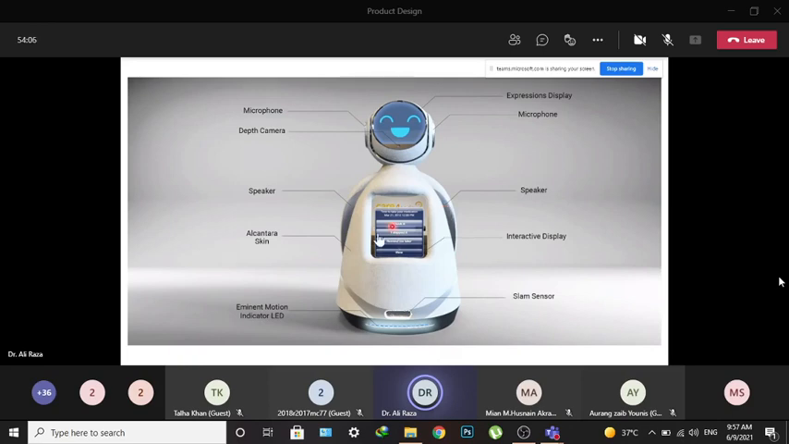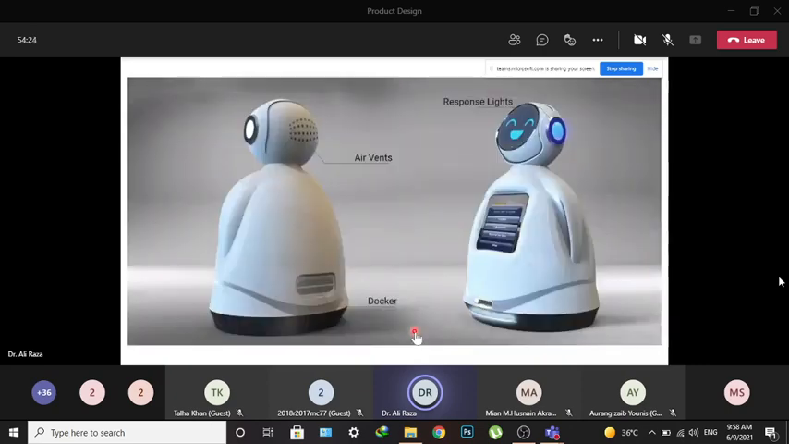You can see the skin, you can see how it is wrapped around the final shape. You can see the interactive display, which has got the user experience inside it. You can see the SLAM sensor, simultaneous localization and mapping sensor. You can see all those LEDs. And you can see the air vents, you can see the Docker, you can see the response lights, and quite a lot of other detail as well.